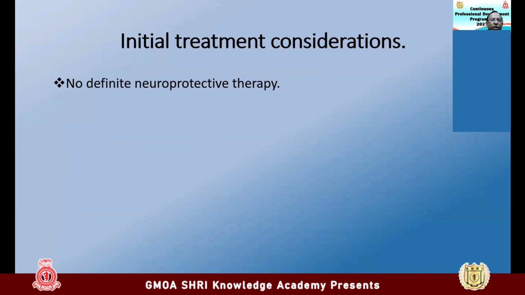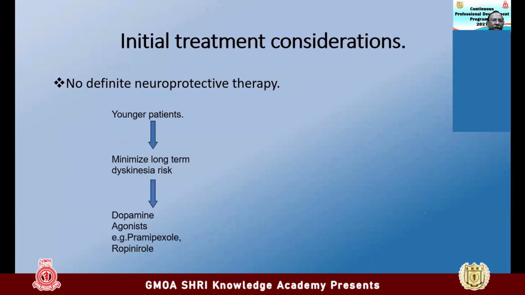So what initial treatment is considered? I'm putting up a cartoon here. There are three scenarios. If a patient comes at a young age, for example maybe 45 to 50, you want to minimize long-term dyskinesia risk. So you start a dopamine agonist, as I told you previously. You can start a small dose of pramipexole or ropinirole and step up as the patient needs.